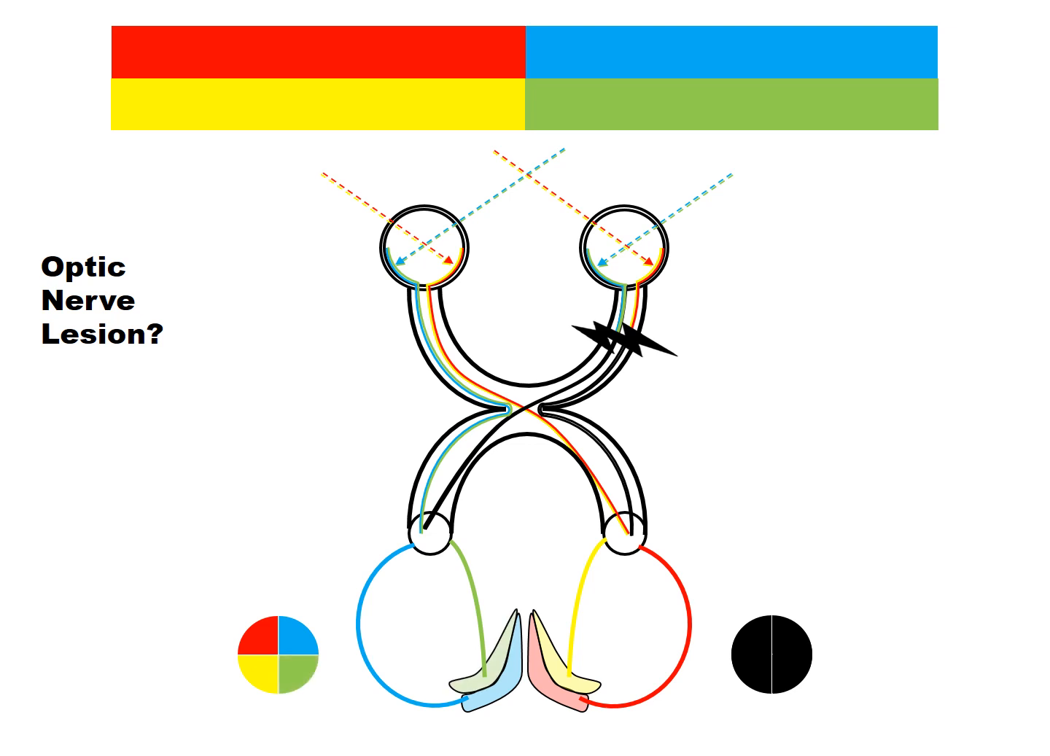As you can see, action potentials from the right eye are disrupted at the lesion and do not make it to the primary visual cortex. Therefore, there is no perception of light from that eye while the other eye functions normally. This is referred to as right monocular blindness. Of course, if the lesion was in the left optic nerve, then the patient would present with left monocular blindness.